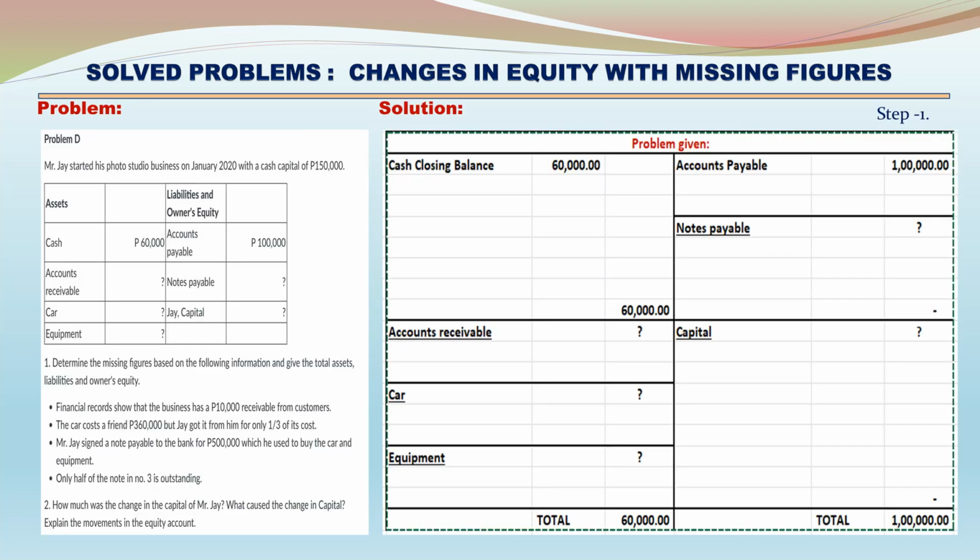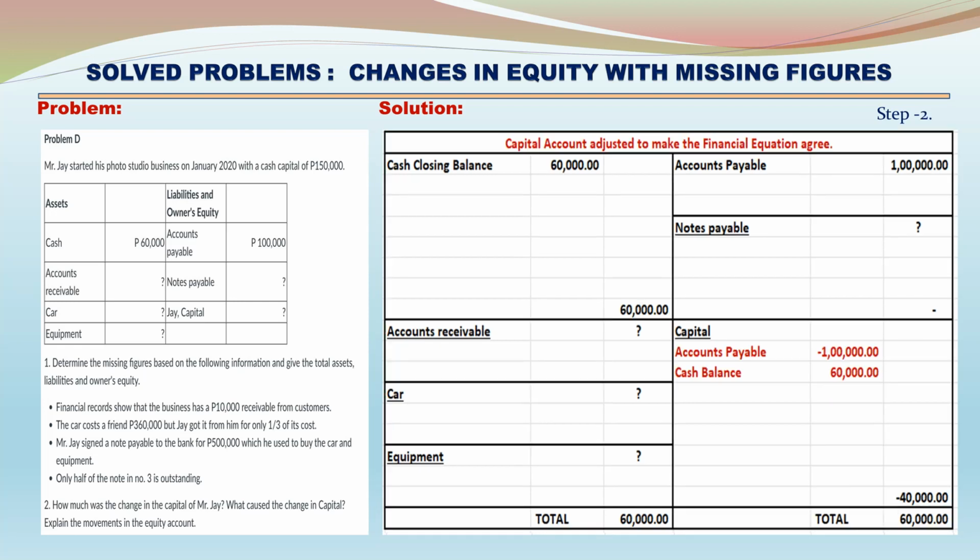Solution. Problem given. Cash closing balance is 60,000 on the asset side. Accounts receivable not available. Car value not available. Equipment value not available. Accounts payable 100,000 on the liability side. Notes payable not available and capital not available. Capital account adjusted to make the financial equation agree.